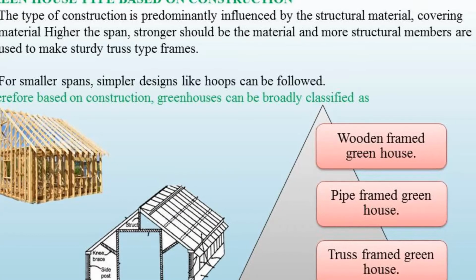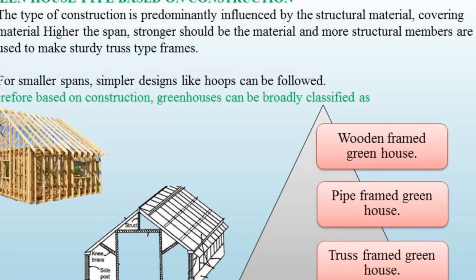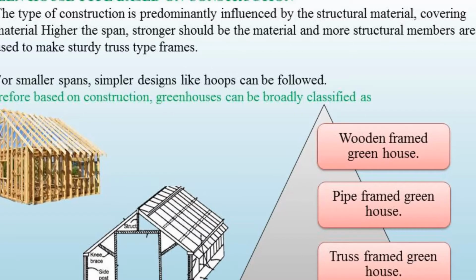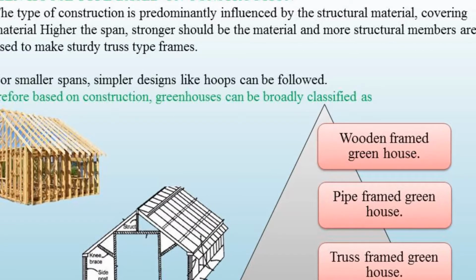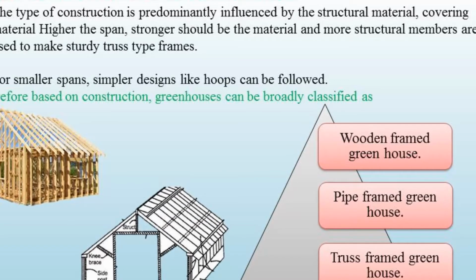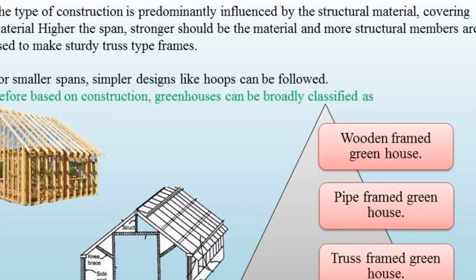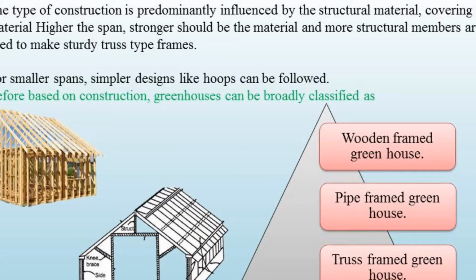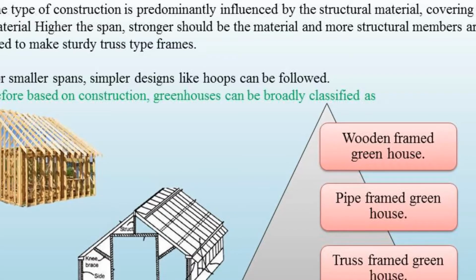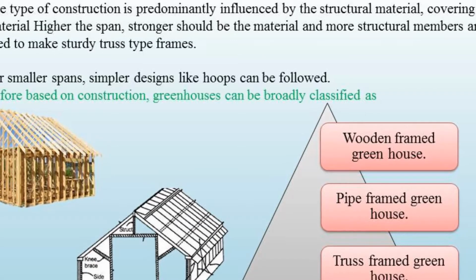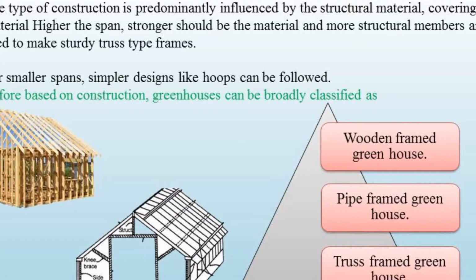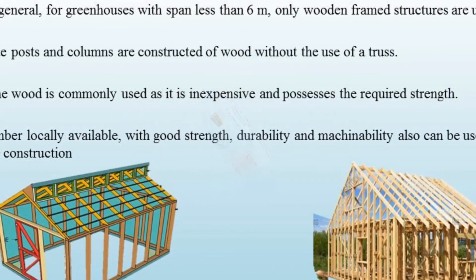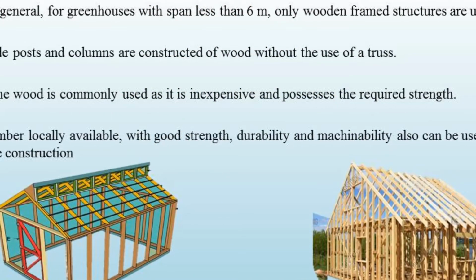And if the span is smaller, generally a simple design like hoops can be followed. Therefore, based on construction, greenhouses are generally classified into three main types, that is first wooden frame structure, second pipe frame structure, and third truss frame structure. Then first we discuss wooden frame type of structures.